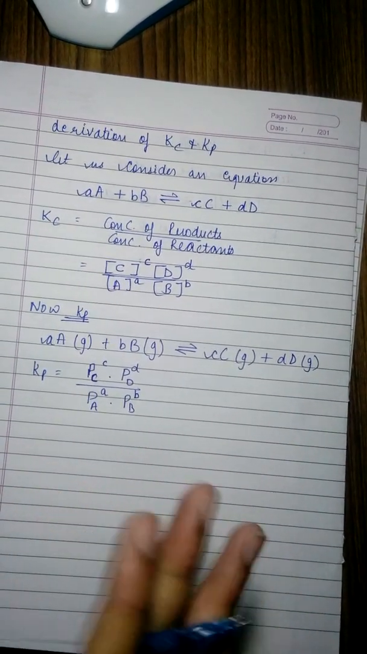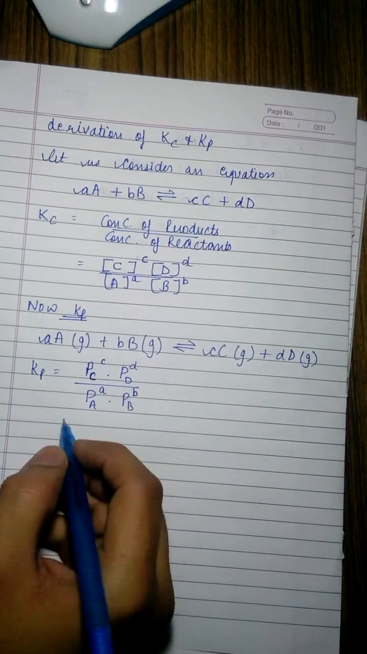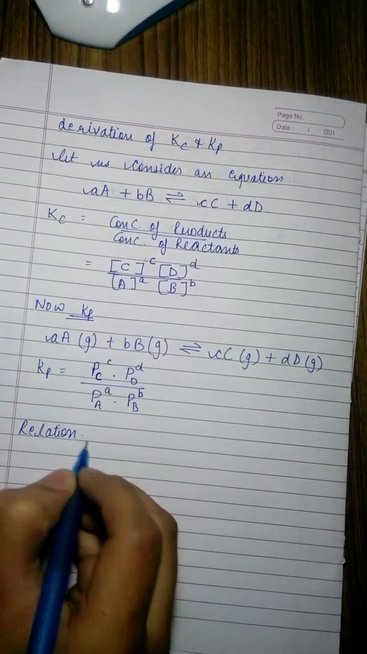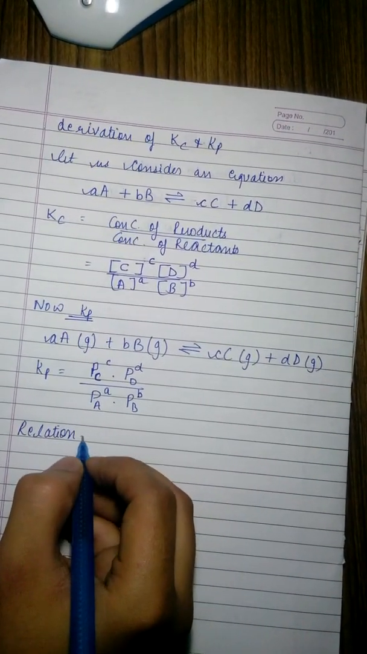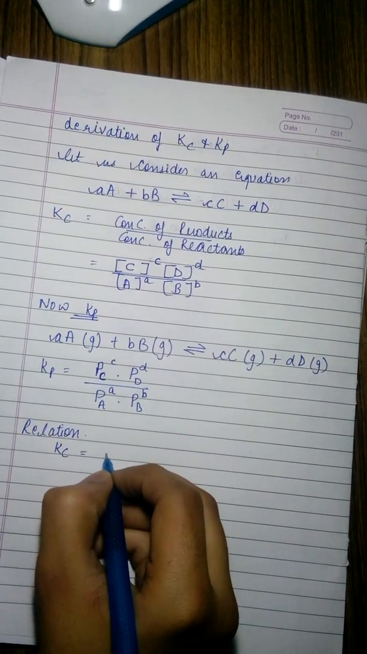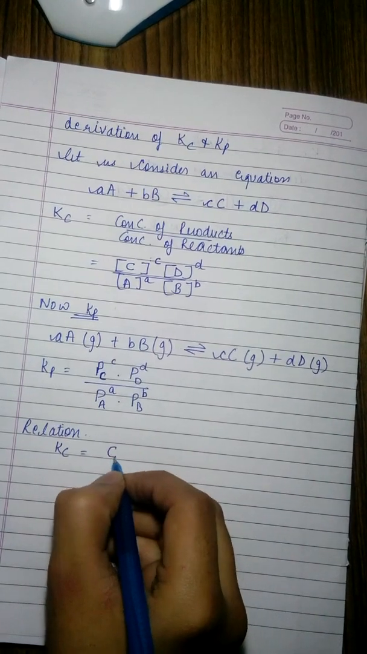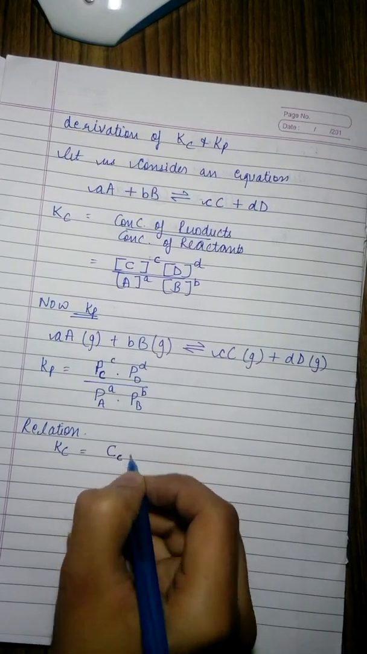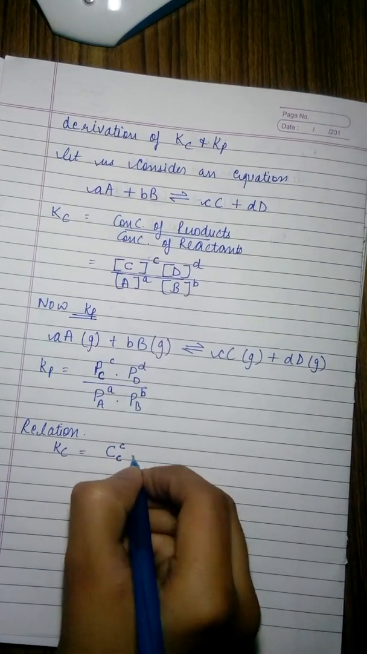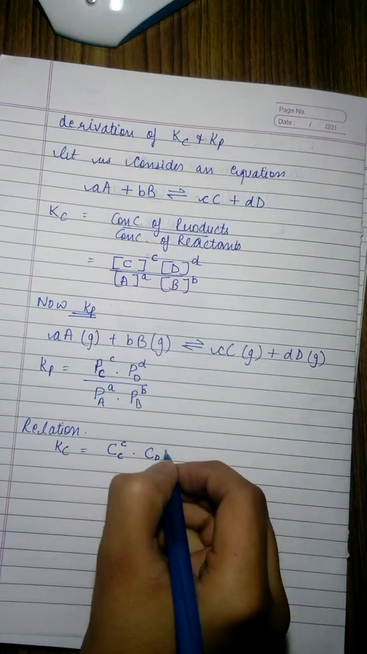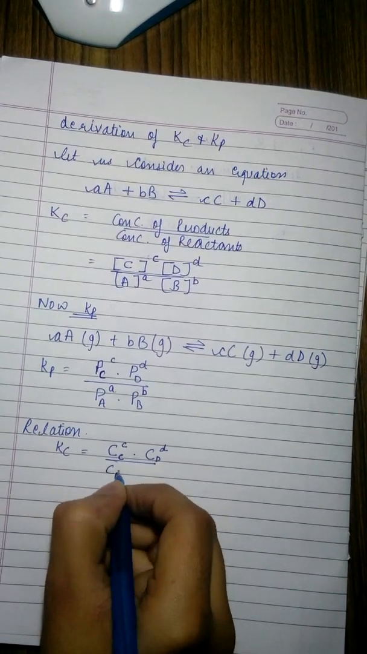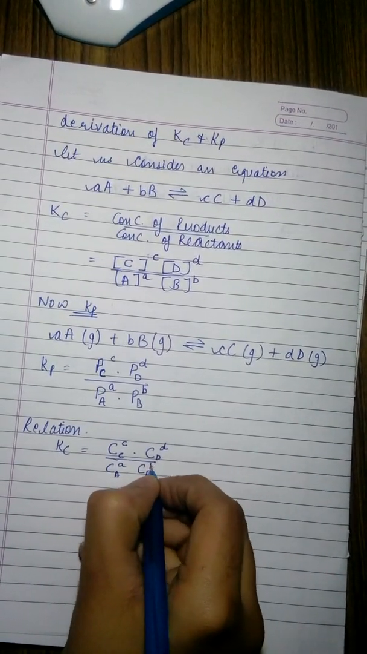Now let us make a relation in between them. Relation. Kc can also be written as: [C] raised to the power c, where [C] represents the concentration of C, into concentration of D raised to power d, upon concentration of A raised to power a and concentration of B raised to power b.